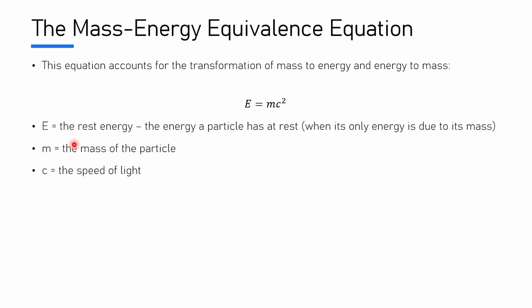m is therefore the mass of the particle, and c is the speed of light. And so the rate at which energy converts into mass is connected to the square of the speed of light, which is the constant that makes this equation work.